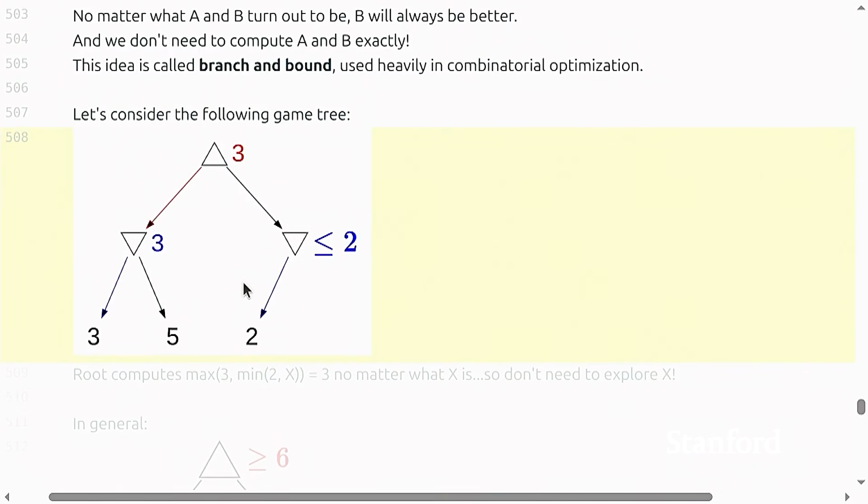Let's consider the following game tree. Let's imagine I'm searching, okay? So I'm doing minimax search, a depth first search traversal. I come down here, I have a 3 and a 5, take the min of 3 and 5, I get a 3, and I go up here. At this point, my best so far here is 3, and I come over here, come down and find a 2, okay? So what can I do at this point? I claim that I can prune this off, and I don't need to explore anything over here, right?